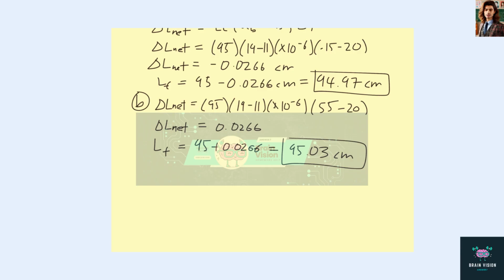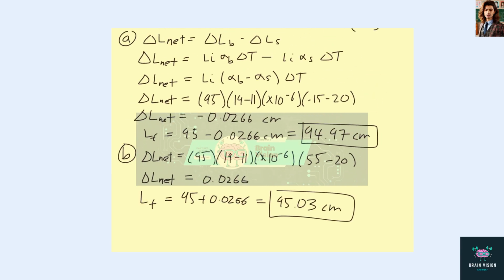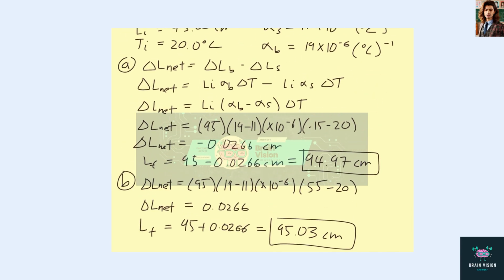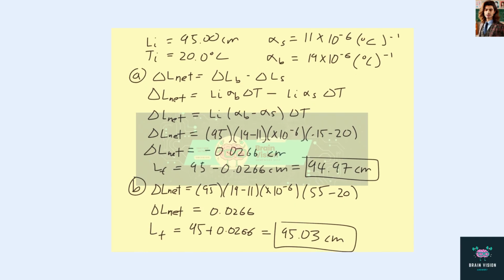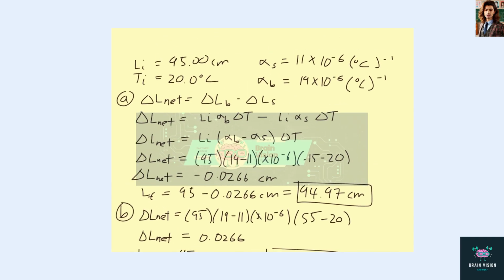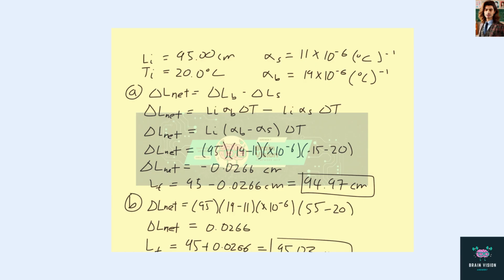And if you've watched this whole thing and wondered why did we do brass minus steel for delta L, it is because the linear coefficient of brass is greater, so we know that it will shrink more than steel would, or expand more.